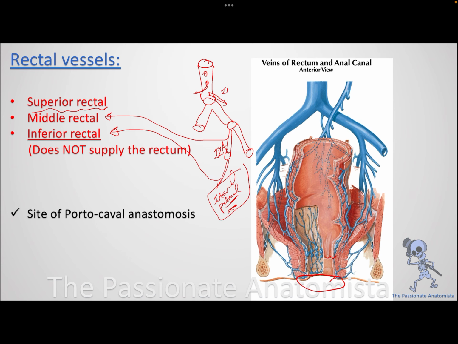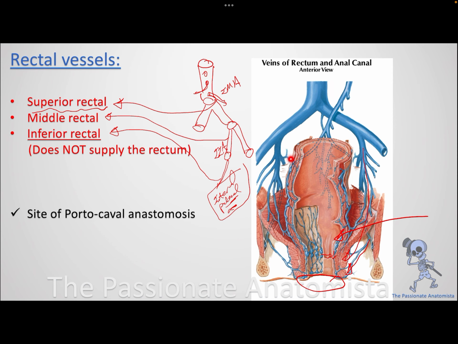So again, from the inferior mesenteric artery, I have the superior rectal, which supplies the part above the pectinate line because this is part of the hindgut. From the internal iliac, I have the middle rectal, which supplies the part above the white line of Hilton. And from the pudendal, I have the inferior rectal. But the inferior rectal is a misnomer. It does not supply the rectum because I don't have rectum in the perineum. I only have the anus, so it supplies the lower part of the anal canal.